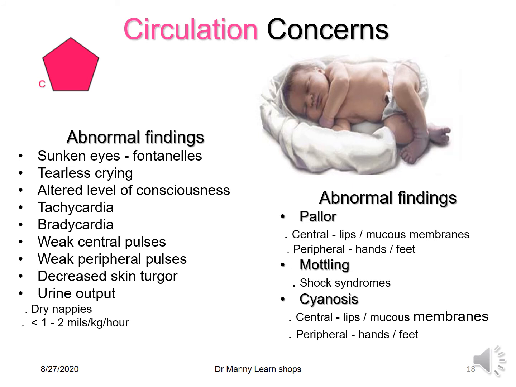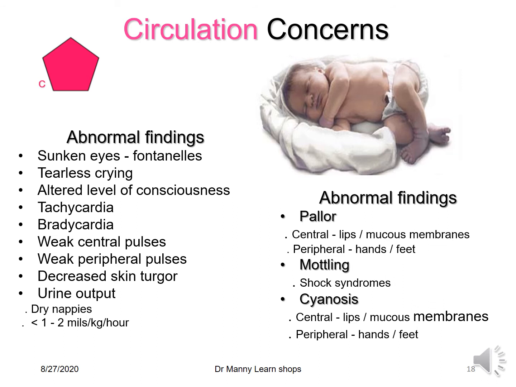The urine output might be low, which you can identify with dry nappies. And typically, infants or children should have a urine output of at least 0.5 to about 2 mils per kg per hour. Other abnormal findings might be they may have pallor, central, peripheral, which deals with the lips, mucous membranes, the conjunctiva even, their hands, their feet.